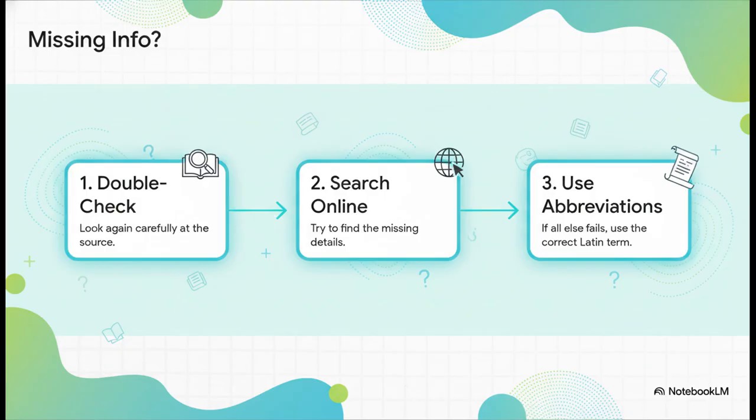First, just double-check the source. Seriously, sometimes the date is just hiding in a weird spot. Second, use your research skills. Do a quick search online for the source and see if you can find the missing detail. And only if both of those fail do you move to step 3.